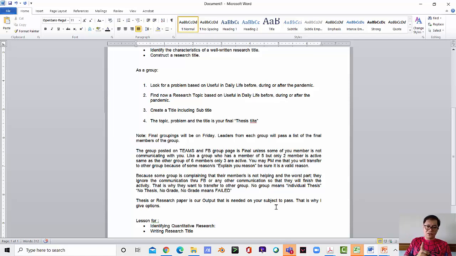So, take note, no group means individual thesis. No thesis, no grade. No grade means fail. Okay? Based on DepEd, your output is a thesis. DepEd did not say, the school did not say, that the output is just an activity. No. Practical research is a group research. Practical research is a group activity.